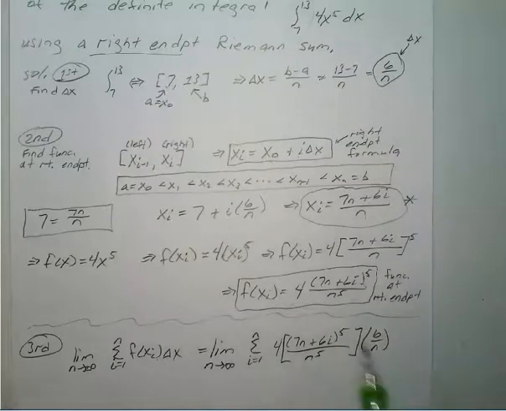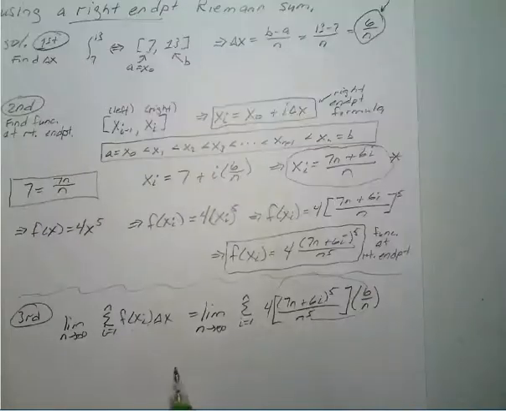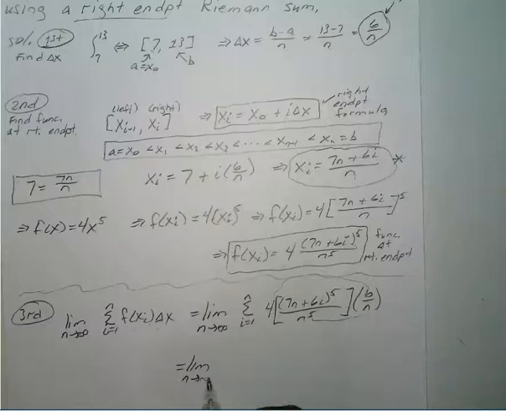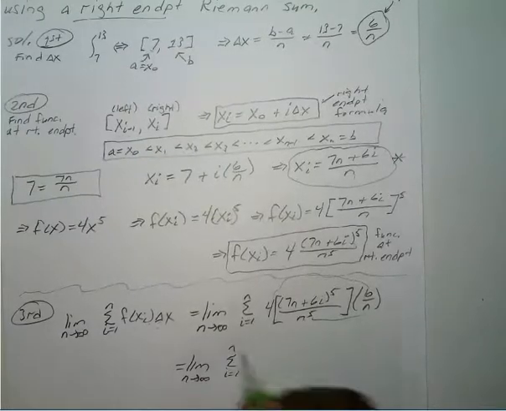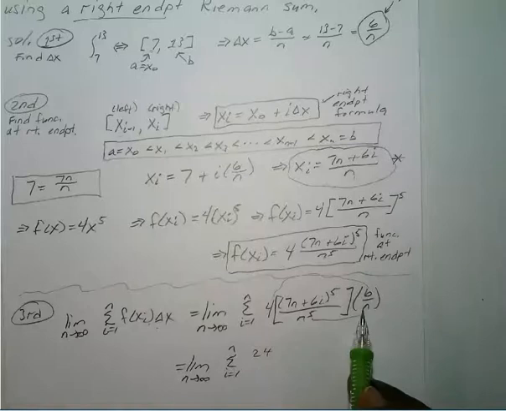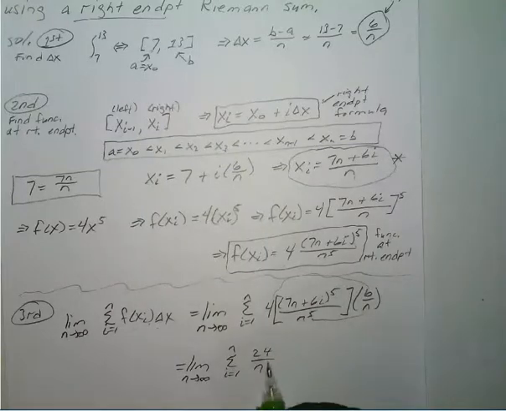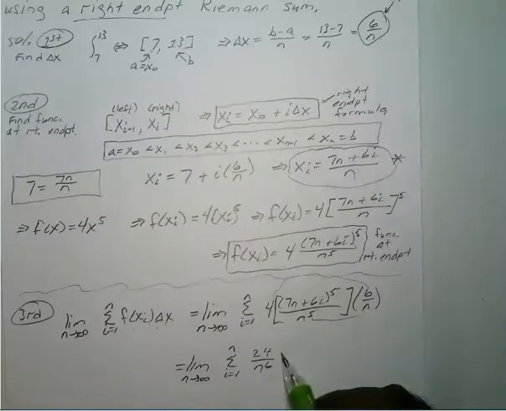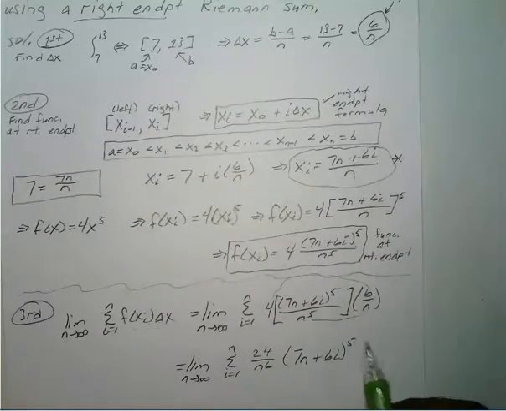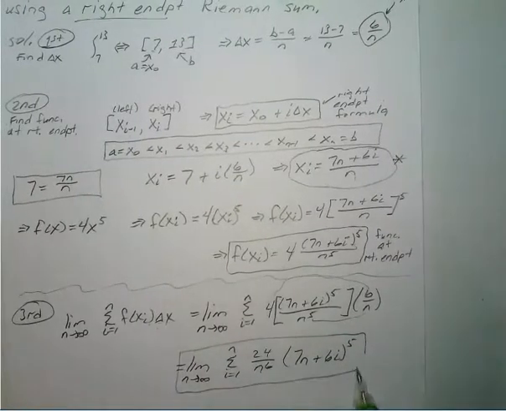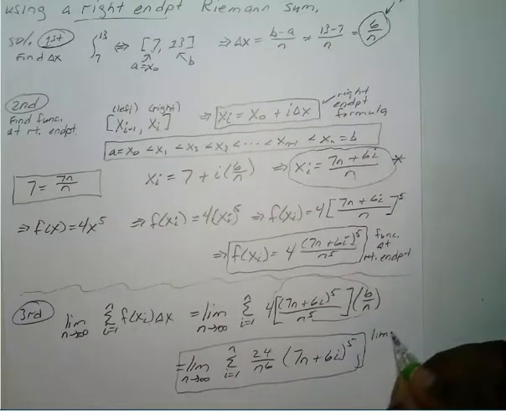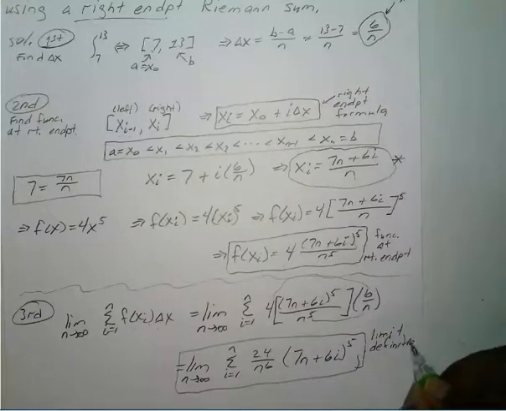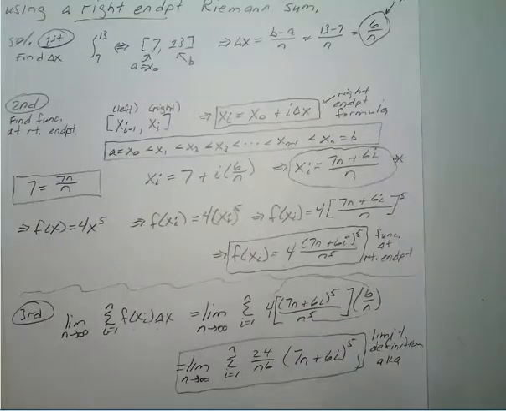All right, so just to kind of clean it up a little bit, I'm going to go ahead and multiply this 6 and the 4 and multiply these two n's. That gives us the limit as n approaches infinity of the sum from i equals 1 to n of 6 times 4, which is 24. And you have n to the fifth times n to the first, which is n to the sixth power. So I'll just make that 24 over n to the sixth power, times, you still have your 7n plus 6i to the fifth. And this is your limit definition, also known as your limit of sums.